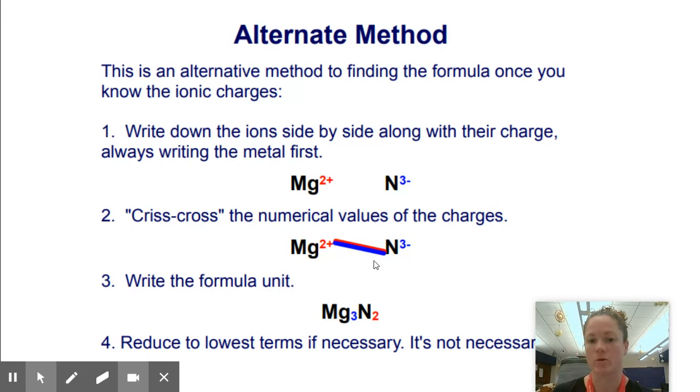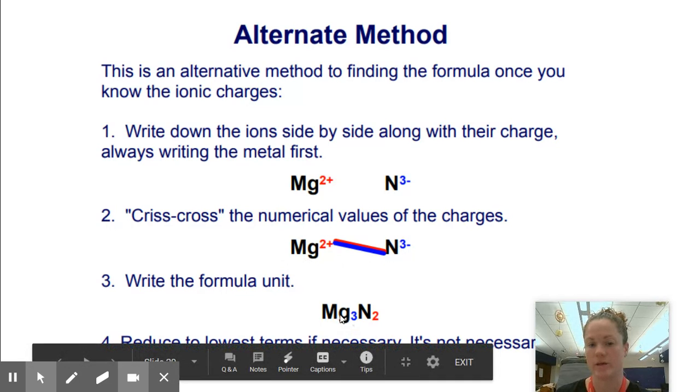And then we would cross it, so that the 2 goes down for the nitrogen. That means the 2 is being given to the nitrogen and the 3 is being given to the magnesium. So this is how we write the formula, Mg3N2. This is just another way to think about it when you're writing a chemical formula.